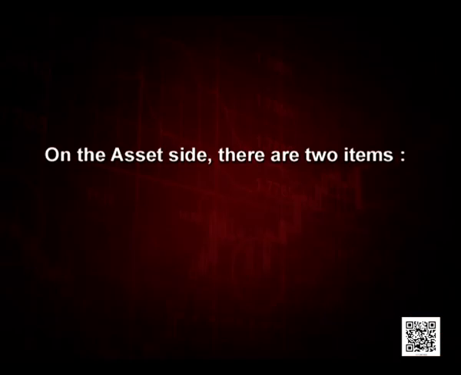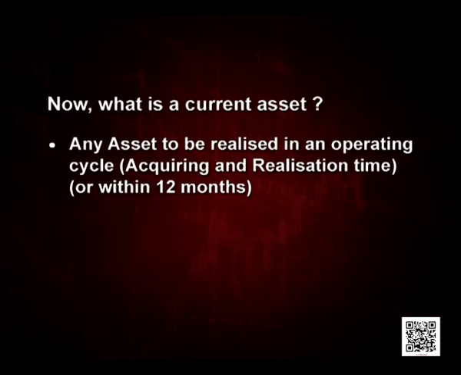So there are two items, first non-current asset and second current asset. Now let us understand first what is a current asset. The answer is any asset to be realized in an operating cycle. Now operating cycle means the time of acquiring and realization time. This is taken as an operating cycle, but if nothing is mentioned, it has to be taken as 12 months.